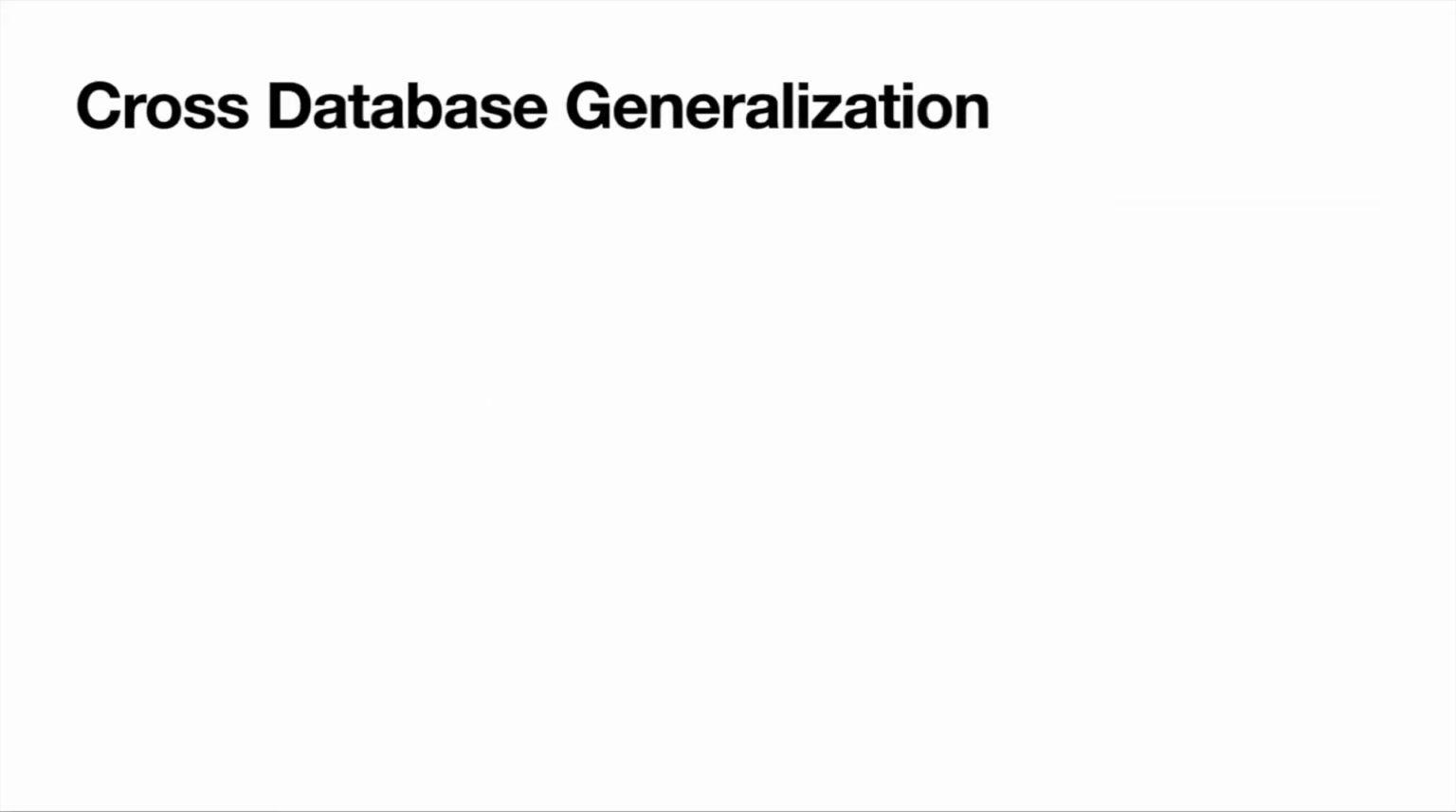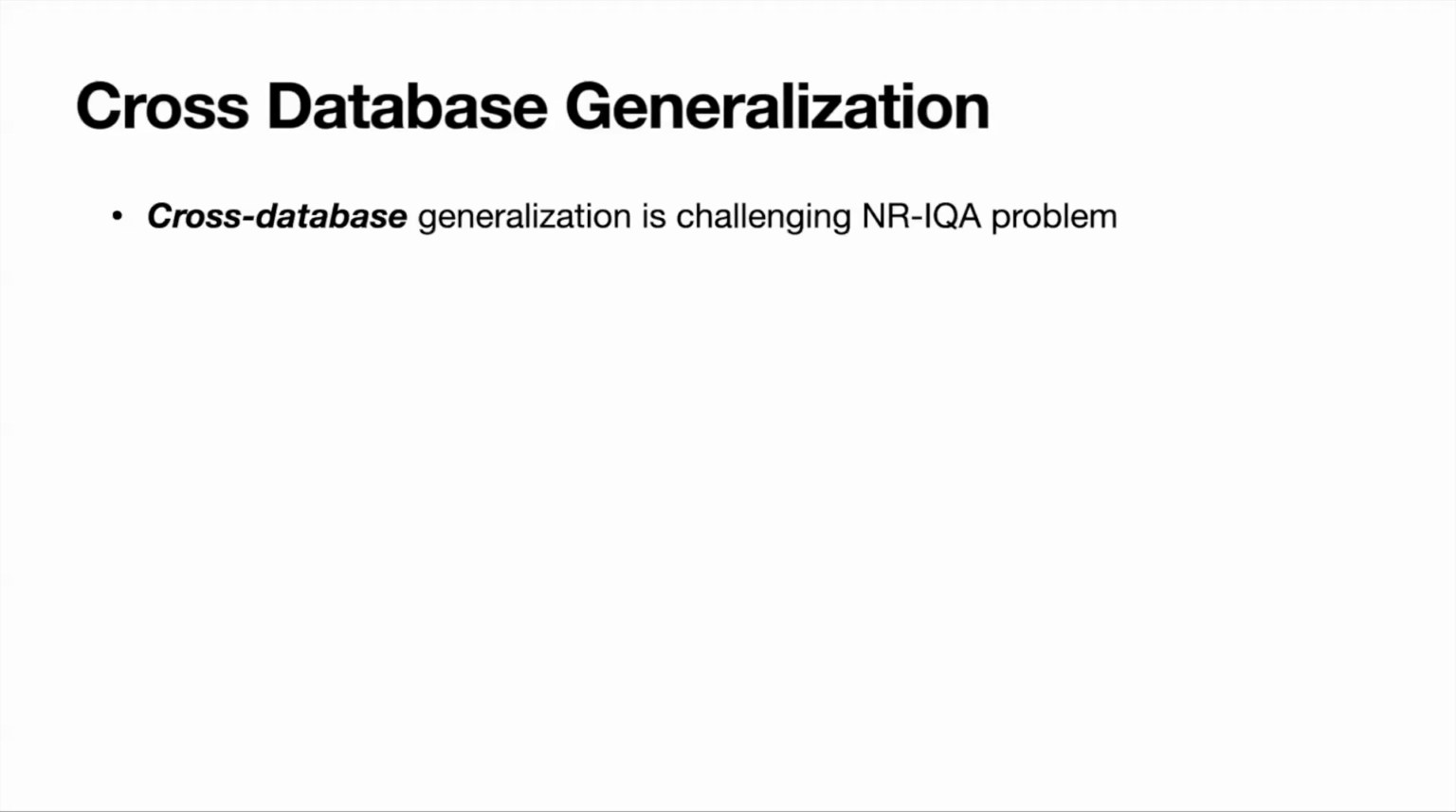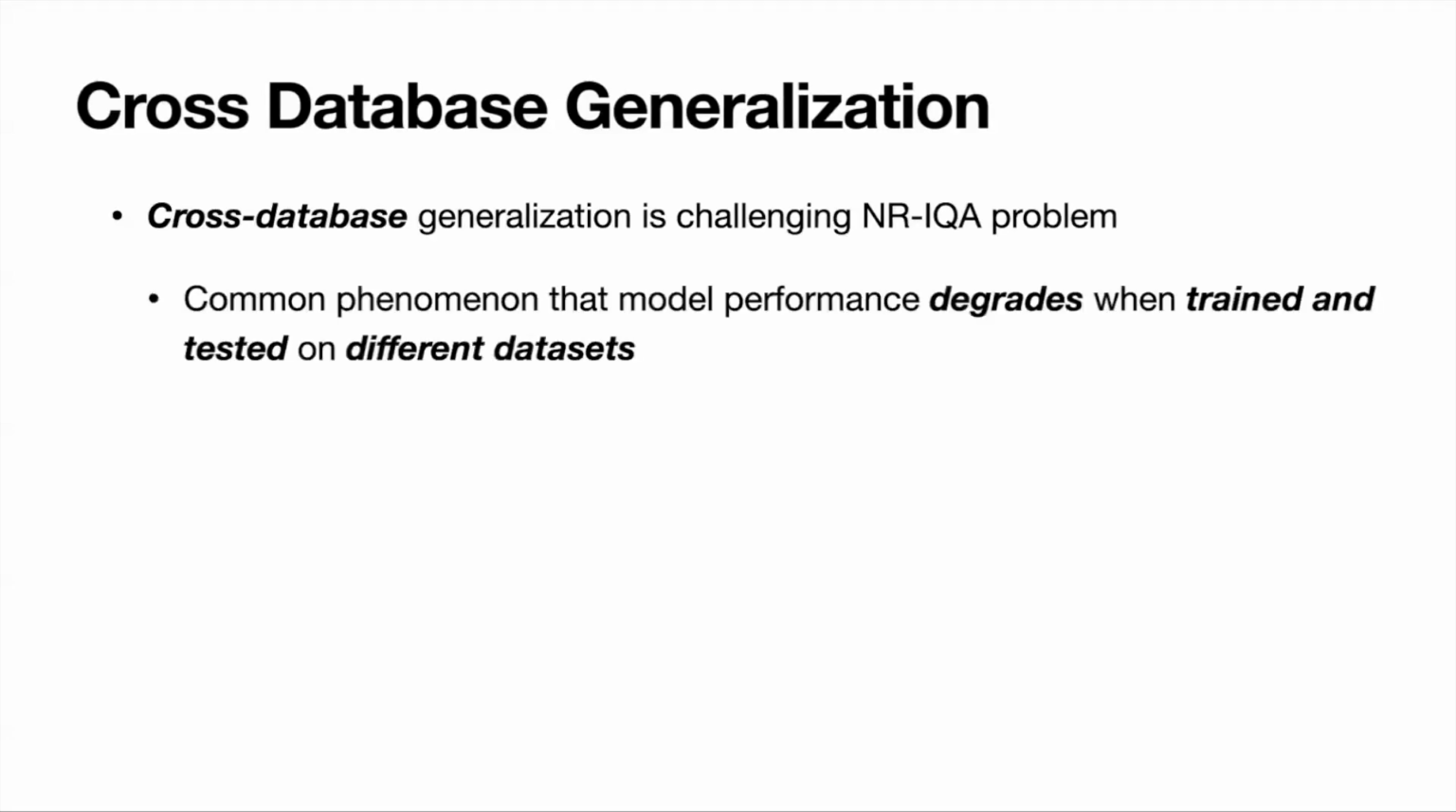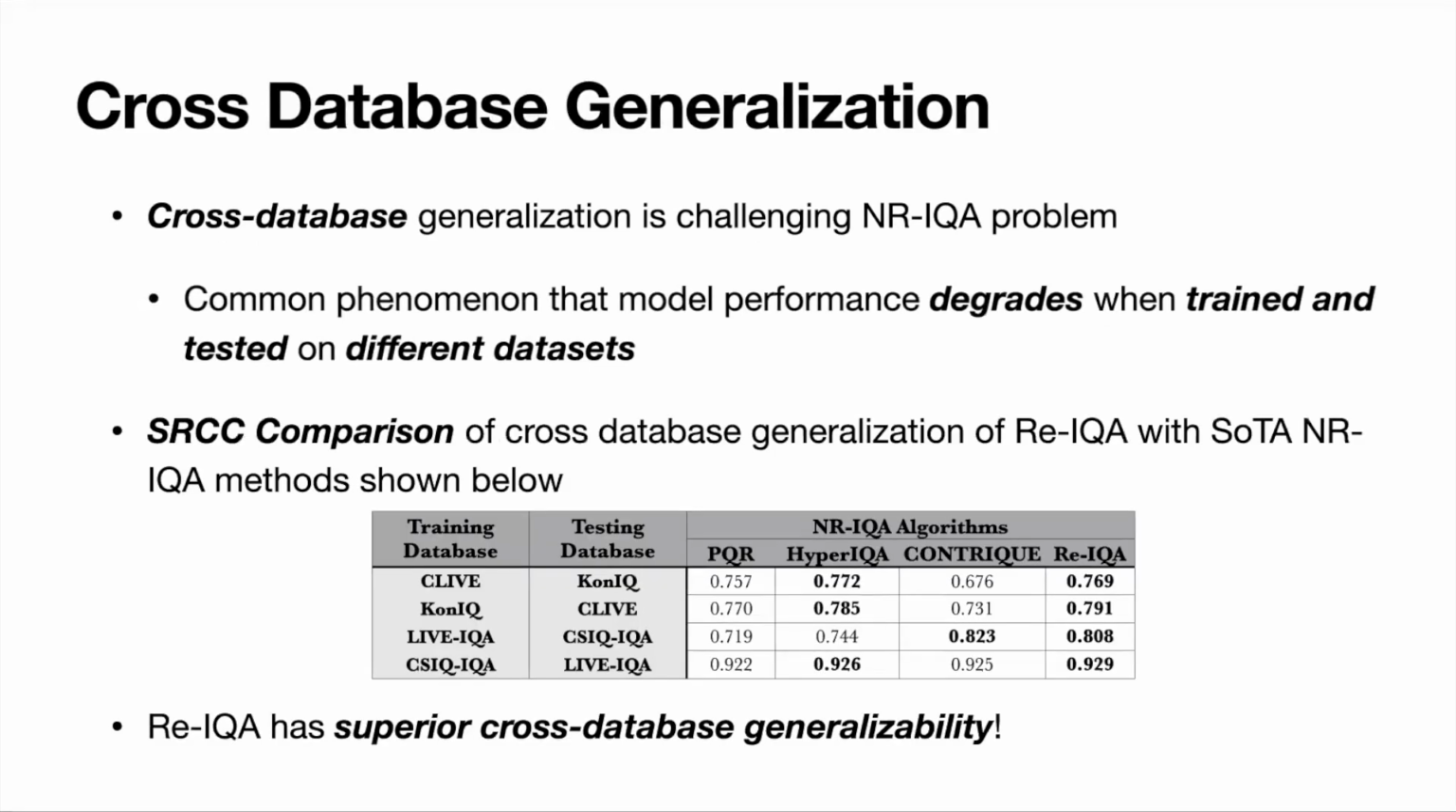Next up, some results on cross-database generalizability. Cross-database generalization is a challenging NR-IQA problem. It is commonly observed that the model performance degrades when trained and tested on different datasets. The comparison of cross-database generalization of RICA with the state-of-the-art NR-IQA methods is shown in this table. As we can see from the results, RICA has superior cross-database generalizability.